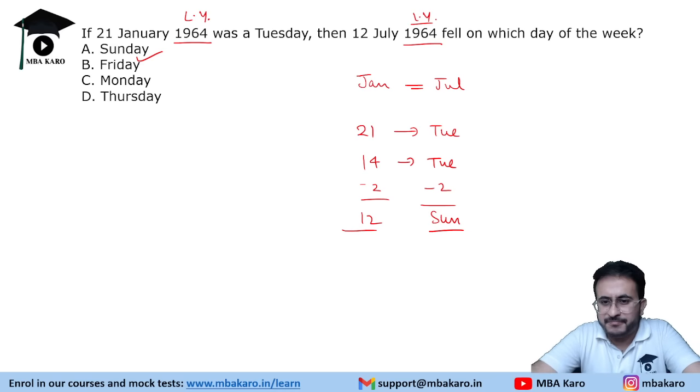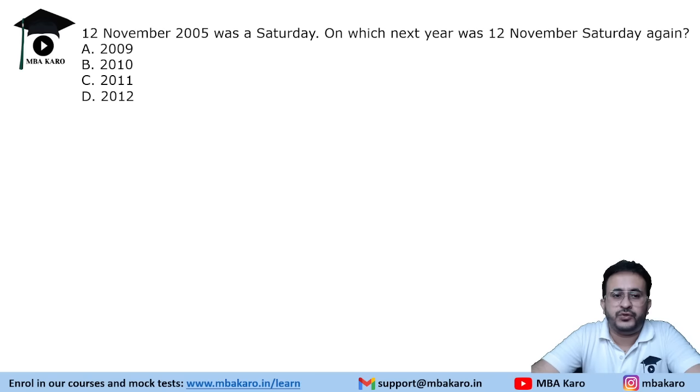Okay, so same months, repeating calendars. If you know this fact, that eases your process. Otherwise, you can calculate also. Not a big deal. If 12th November 2005 was a Saturday, on which year was 12th November Saturday again?